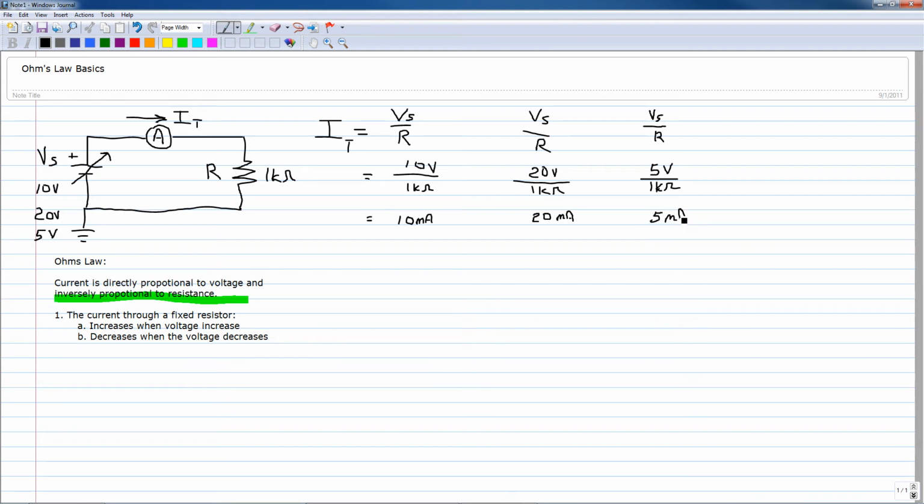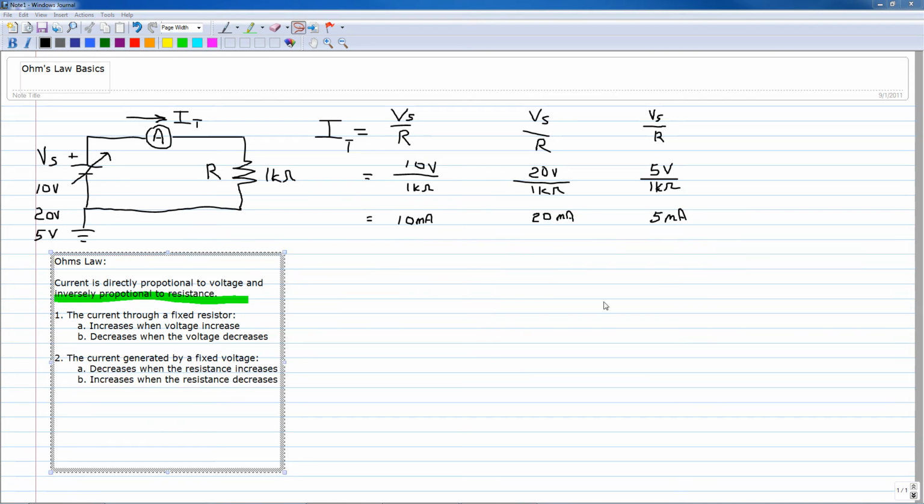So this proves that in a series circuit with Ohm's law, if we increase the voltage, then the current increases, keeping the resistance the same. If we reduce the voltage that's applied, keeping the resistance the same, then the current goes down. So there is a direct relationship between the current and the applied voltage.